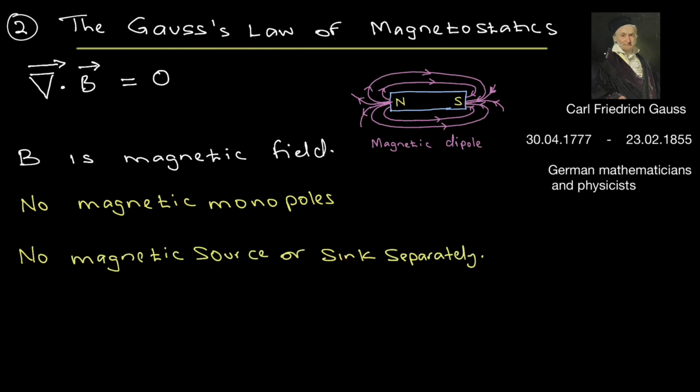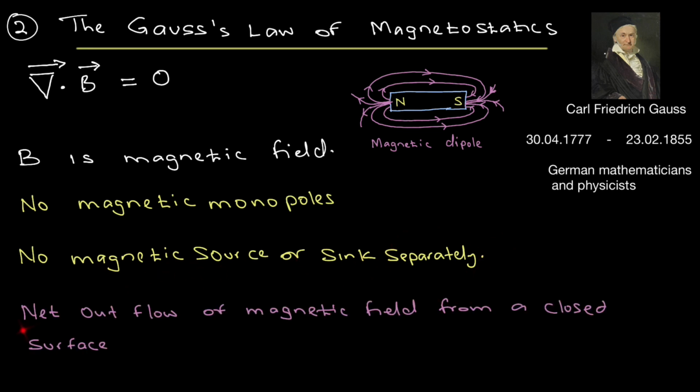So the total net of magnetic field coming out is equal to the total net of magnetic field going in. Therefore, the divergence of magnetic field will be equal to zero. And that's what this is saying. Because we don't have a magnetic monopole, nor do we have a magnetic source or sink separately. We have them together. The net outflow of magnetic field from a closed source is zero.